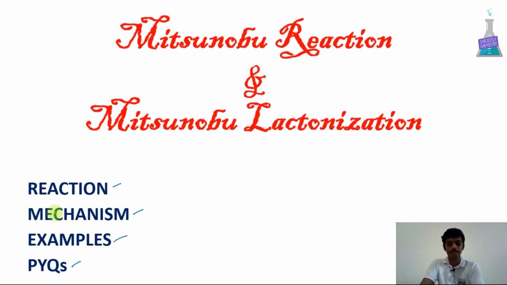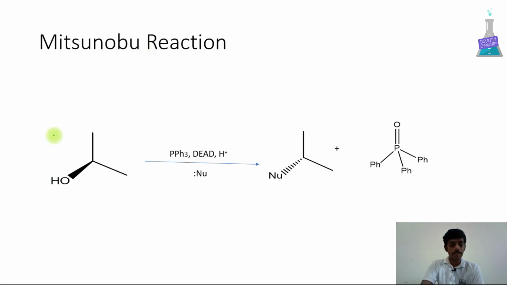Let's begin. The Mitsunobu reaction. The starting material is an alcohol. We are adding DEAD, which means diethyl azodicarboxylate, in the presence of an acid. We are adding PPh3 and a nucleophile is added here. Here the inversion of geometry occurs. If the starting material has the alcohol in wedge, it will be converted into dash and vice versa, and the byproduct is phosphine oxide, which is triphenylphosphine oxide.